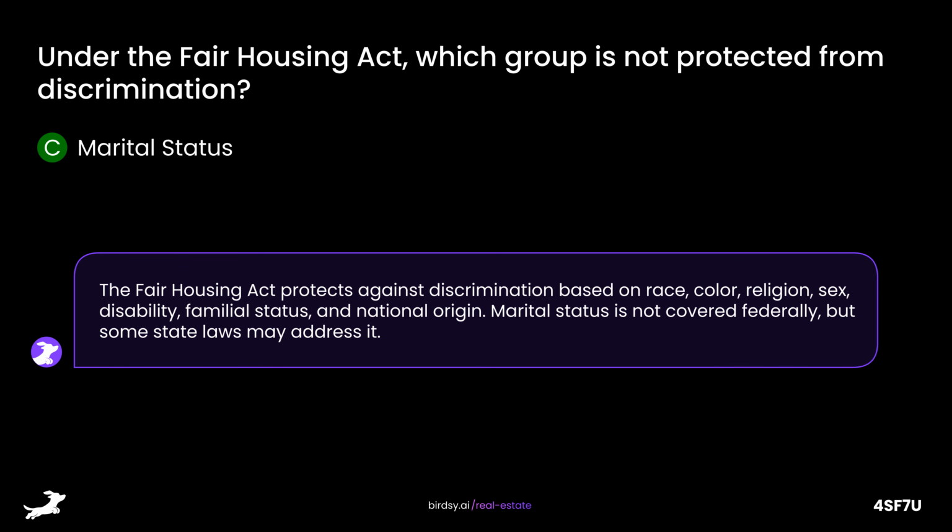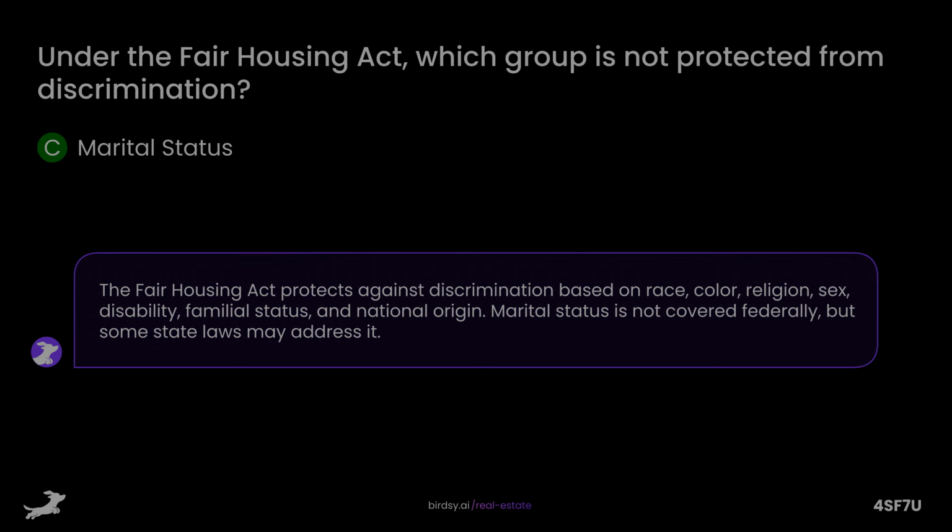The Fair Housing Act protects against discrimination based on race, color, religion, sex, disability, familial status, and national origin. Marital status is not covered federally, but some state laws may address it.